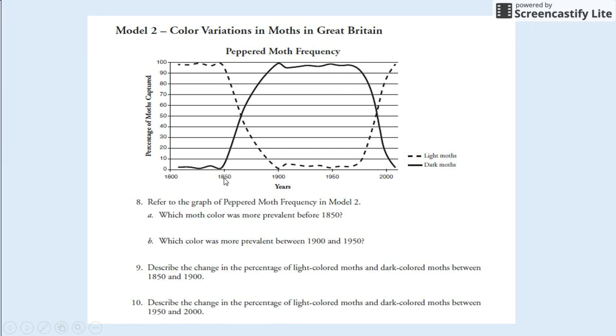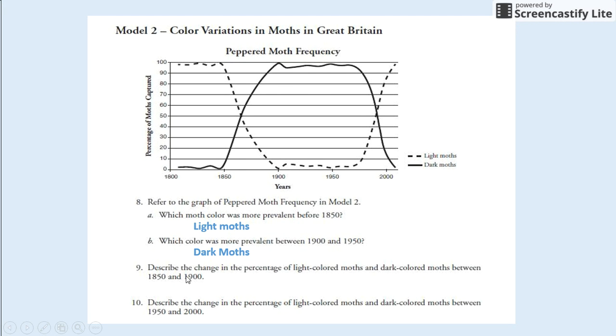So all that's saying is what moth color were there more of before 1850? Before 1850, there were more of the dotted line. So there were more light moths before 1850. Way more light moths than dark moths. Dark moths are almost at 0. All right, B. Which color was more prevalent between 1900 and 1950? So we're looking in between these two main years, and we see that the dark moths are way higher than the light moths now. So the dark moths were more prevalent between 1900 and 1950.